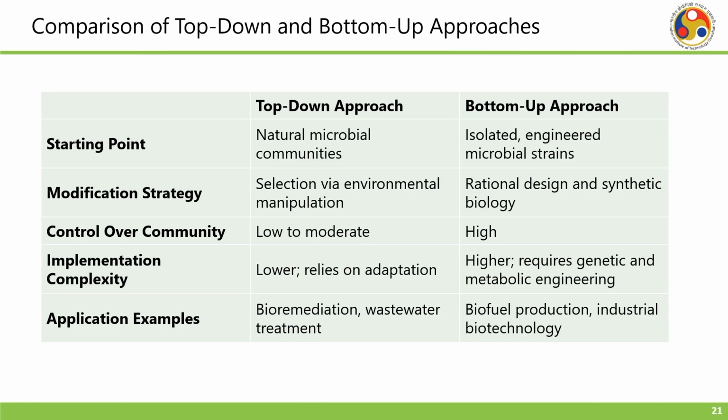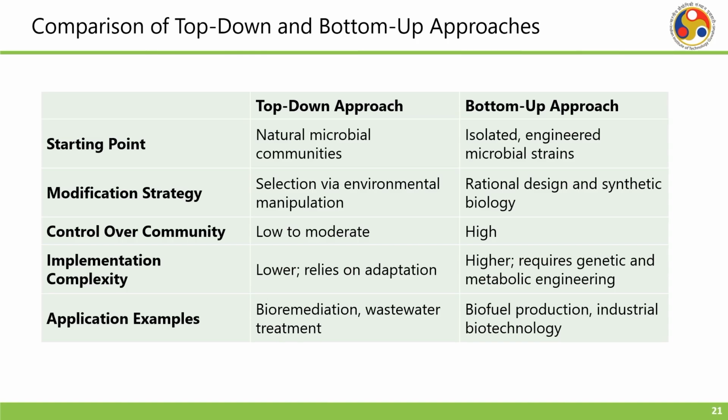From the point of view of starting point, the top down approach takes natural microbial communities, the bottom up approach takes isolated engineered microbial strains which are available. From the point of modification, in the top down approach, selection is via environmental manipulation. In bottom up, it is rational design in synthetic biology. From the point of view of control of a community, in the top down approach it is low to moderate, in the bottom up it is very high.